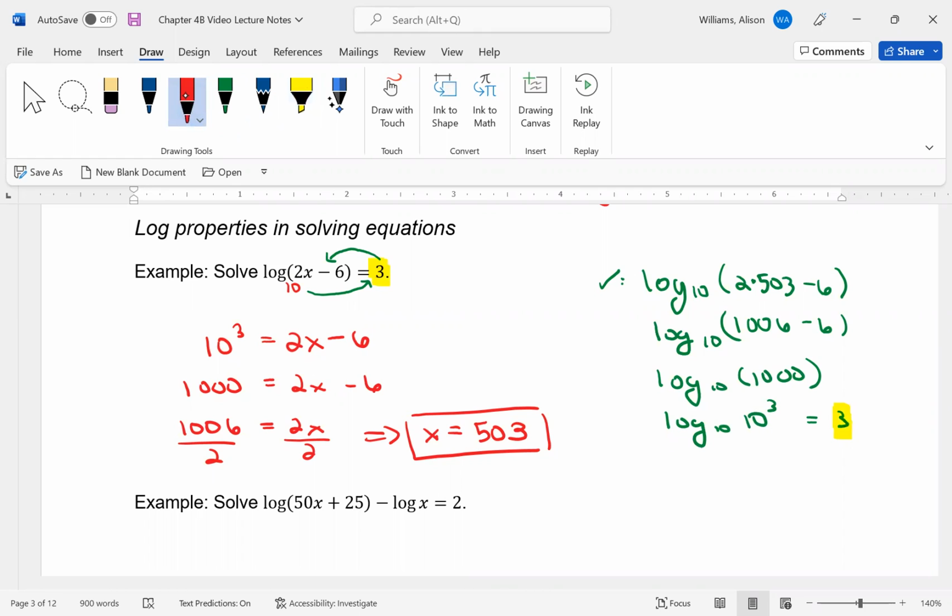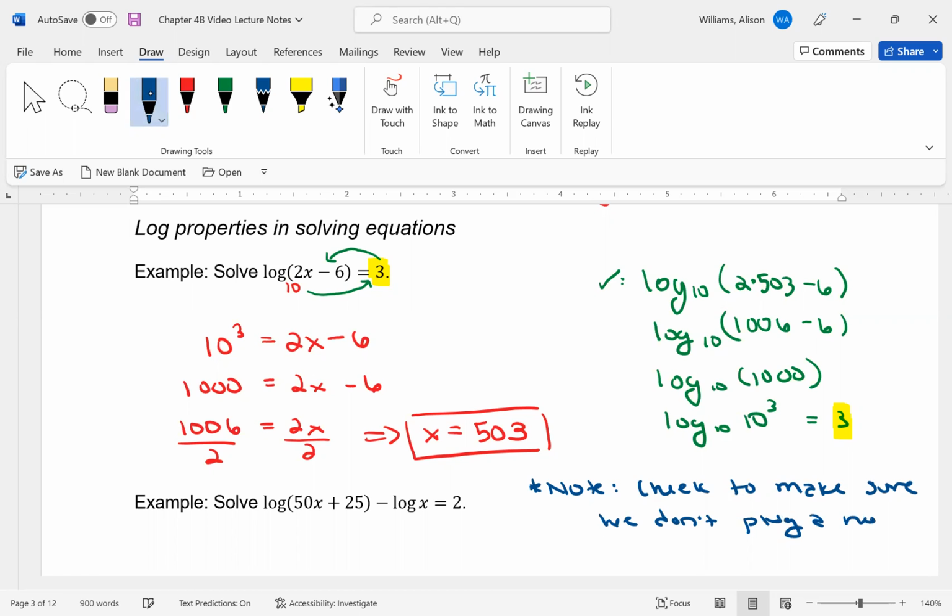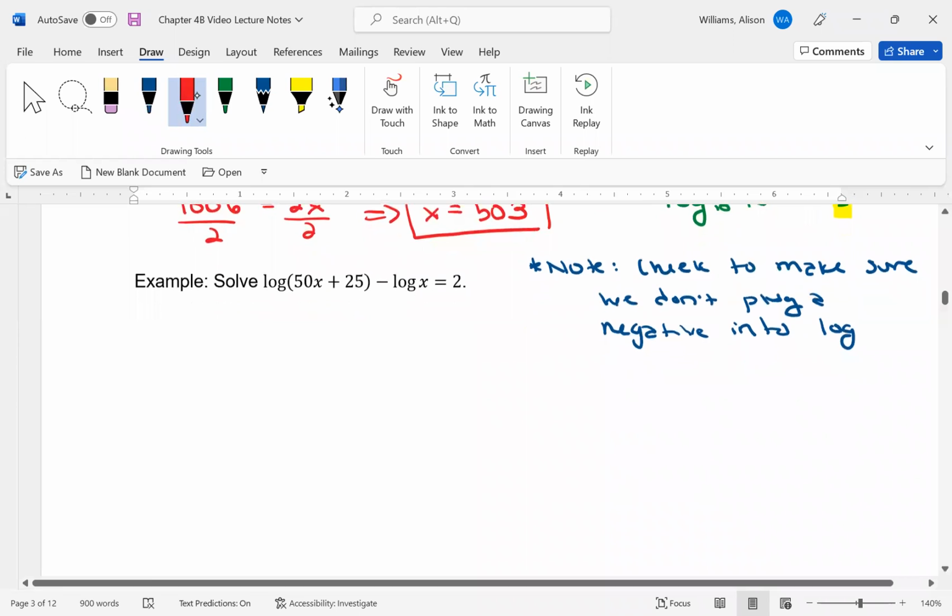Now, we don't have to go through all of that work. What I'm really going to do is just check that it doesn't give me a negative when I plug it in. That's what I have to look out for. So let me make a note: check to make sure we don't plug a negative into the log. Wow, that's a really sad version of the word negative. All right, great. Keeping that in mind, let's move on.